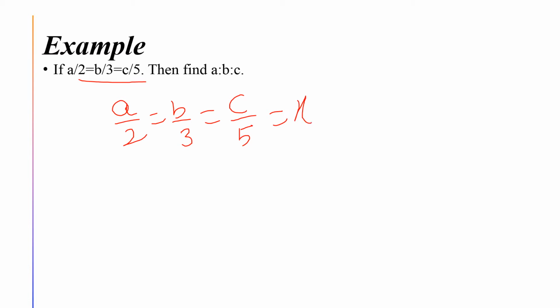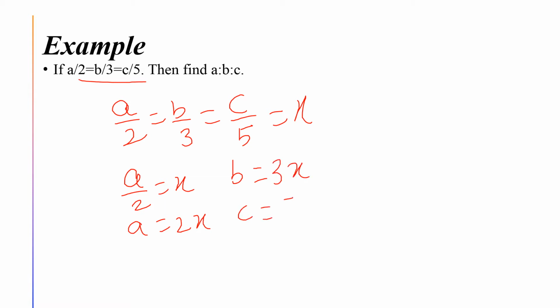Next step, you have to find the value of a, b and c. You have to equate this to x. a by 2 is equal to x, so a value is 2x. Similarly, you have to find the value for b and c. b value is 3x and the value of c is 5x. So a is to b is to c is equal to 2x is to 3x is to 5x.